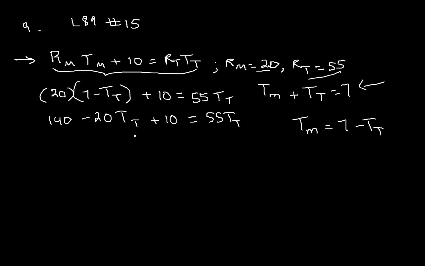Tt is kind of fun to say. So we get 150, and then I'm going to add 20 Tts to both sides, 20 Tts. Okay, I hope this all works out for us. So we get 75 Tts, divide by 75.